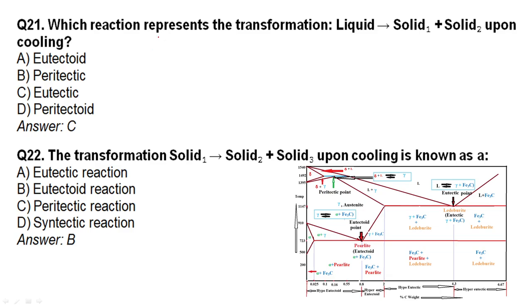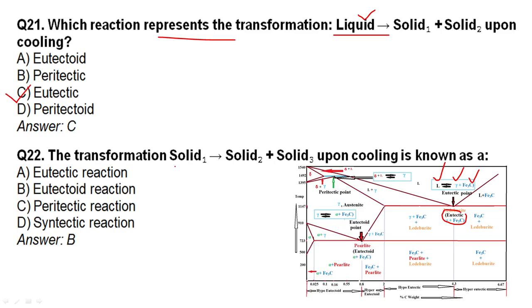Which reaction represents the transformation of liquid to solid 1 and solid 2 upon cooling? In the iron carbide diagram, this is the eutectic reaction, where liquid is converted to austenite and cementite. Any reaction where liquid converts to two solids is called the eutectic reaction.